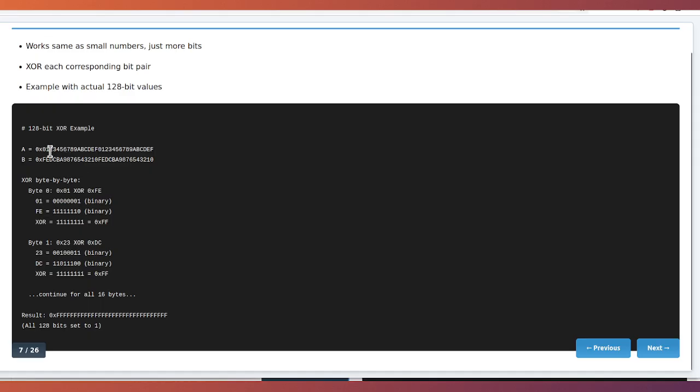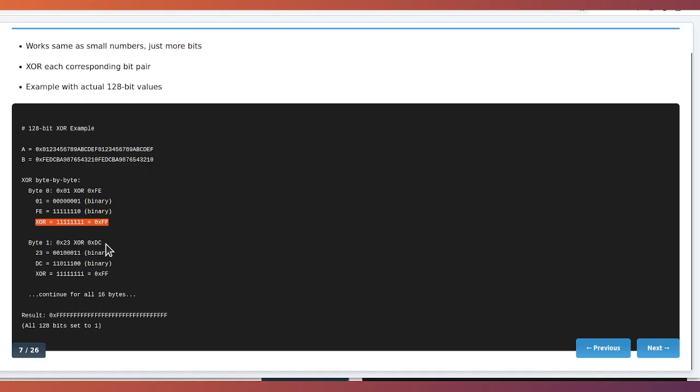The first byte of A is 0x01, which is 00000001 in binary. The first byte of B is 0xFE, which is 11111110 in binary. XOR-ing these bit by bit: 0 XOR 1 equals 1, 0 XOR 1 equals 1, and so on. The result is 11111111, which is 0xFF. Let's do another byte.